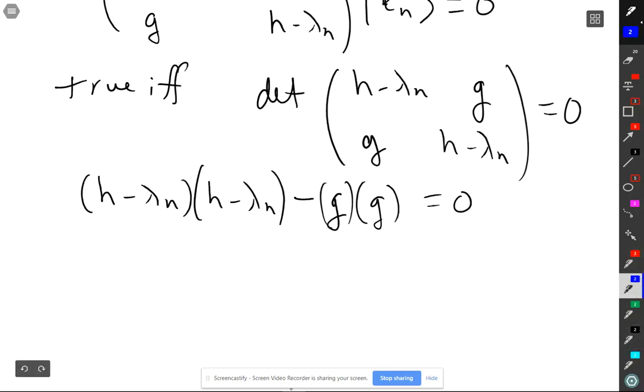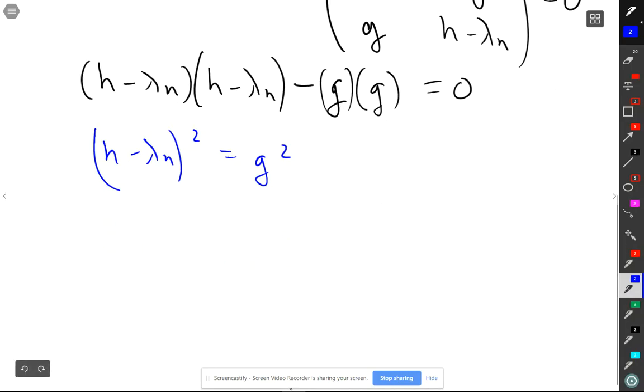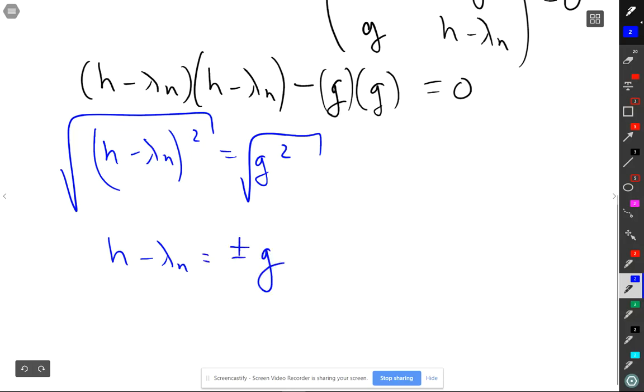So let's solve this. First, expand this here. Well, actually, this is simple enough that I'm going to do it a different way. Normally, I would expand this and whatnot, but I have h minus lambda n quantity squared equals g squared. I'm just going to square root both sides. And so if I square root both sides, I have h minus lambda n equals plus or minus g. Remember, when you square root, you have two roots.